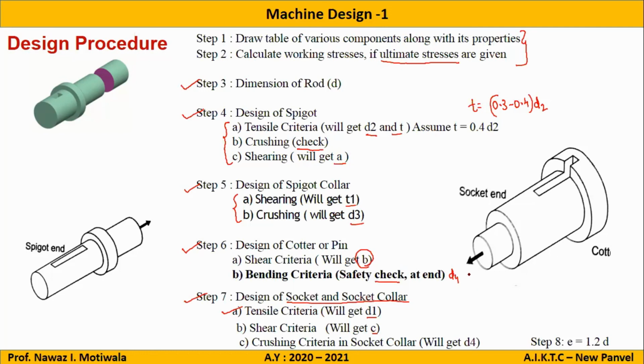So it is one and the same. Either you find D4 here and check at this particular point, or you find D4 here and check at this particular point at the end. So both of them will work. Then we also need to find E, which is an empirical relation: E is equal to 1.2 times D. So that is the empirical relation for E. This entire slide gives you the design procedure, or the stepwise procedure, to solve problems on spigot and socket joint worth 16 to 20 marks.